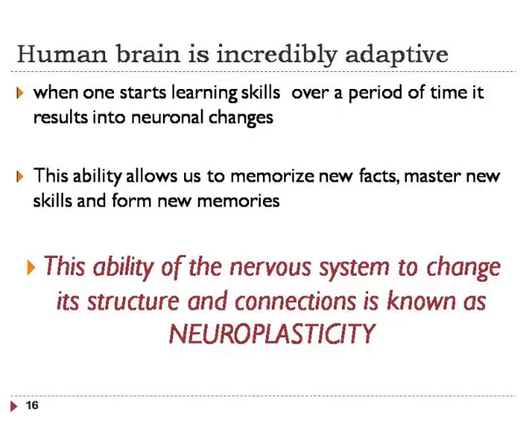So, the human brain is incredibly adaptive. When one starts learning a skill over a period of time, it results in neural changes. This ability allows us to memorize new facts, master new skills, and form new memories. And that reminds us that even if somebody wants to become a musician at a very advanced age, it is now no bar. People can do some musical activity. So this ability of the nervous system to change its structure and connections is known as neuroplasticity.